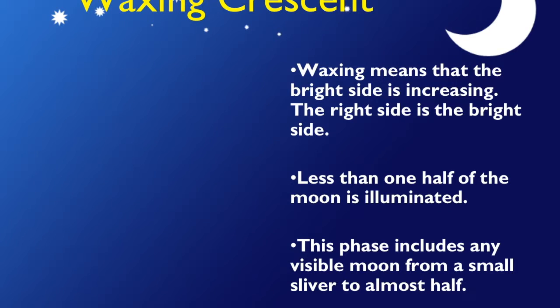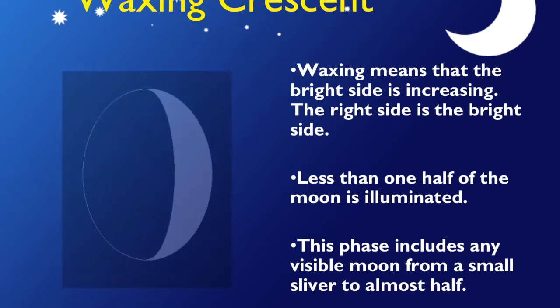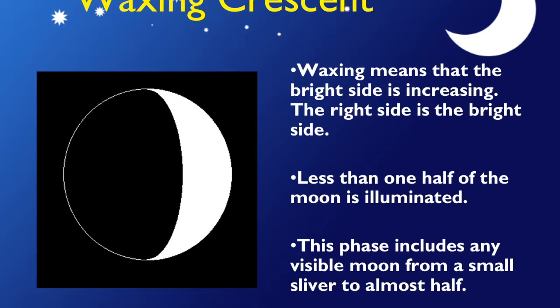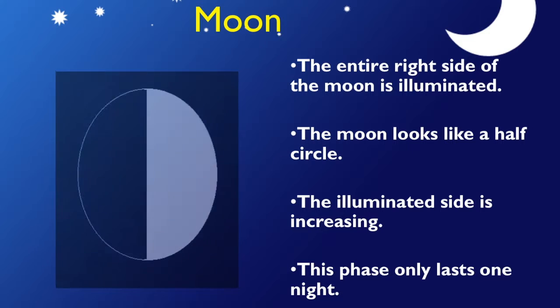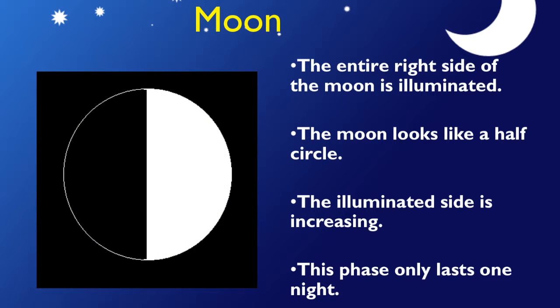The waxing crescent. Waxing means that the bright side is increasing and the right side is the bright side. Less than 1/2 of the moon is illuminated. This phase includes any visible moon from a small sliver to almost half. Half moon. The entire right side of the moon is illuminated. The moon looks like half a circle. The illuminated side is increasing, and this phase also only lasts one night.